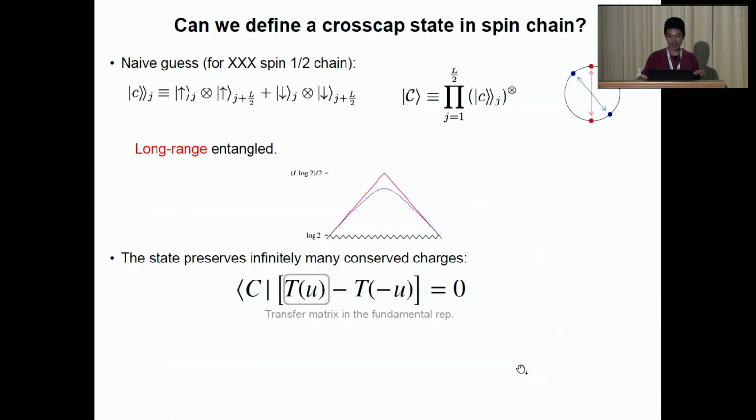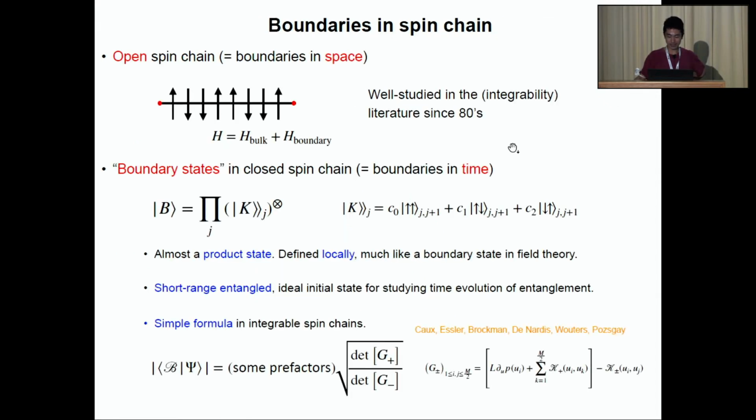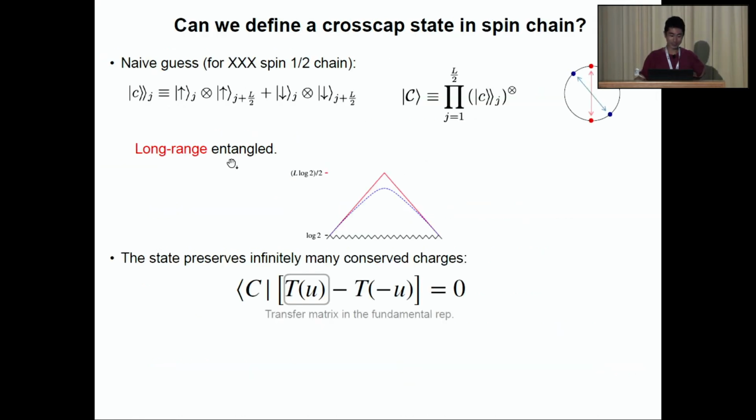Now let's ask how to define a crosscap state in a spin chain. As I mentioned in the beginning, the crosscap state can be defined by doing the antipodal identification. So the naive guess is to construct an entangled pair of spin chain sites which are antipodally related, and then take a tensor product. Unlike the boundary state that I discussed earlier, which is an entangled pair of nearest neighboring sites, this crosscap state is long-range entangled.